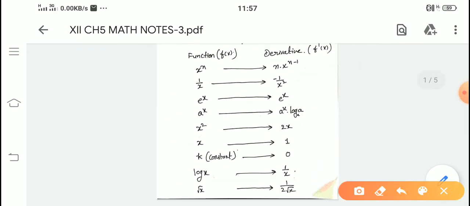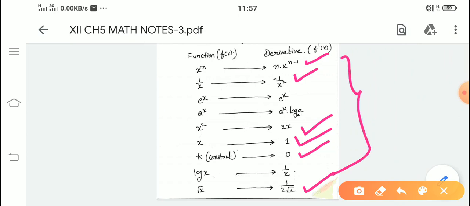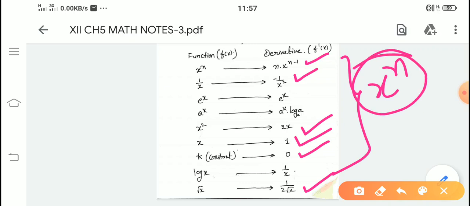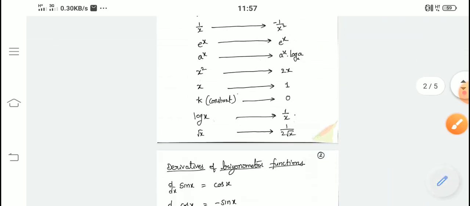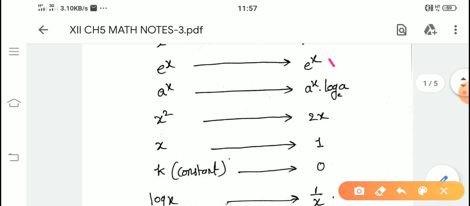Okay, the derivatives of x power n, 1 by x, x square, x, constant and root x can all be derived by using the x power n formula, but you will have to remember these as formulas. So try to remember them. Also the derivative of e power x, and a power x is a power x log a, and log x is 1 by x. Try to remember them.